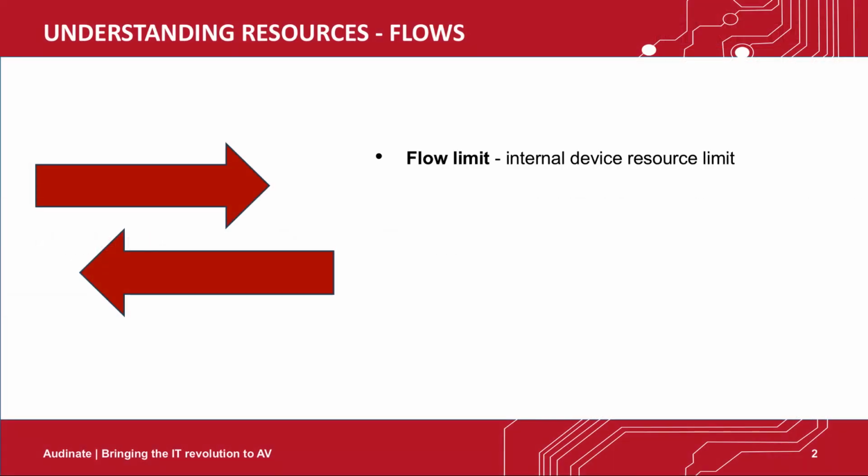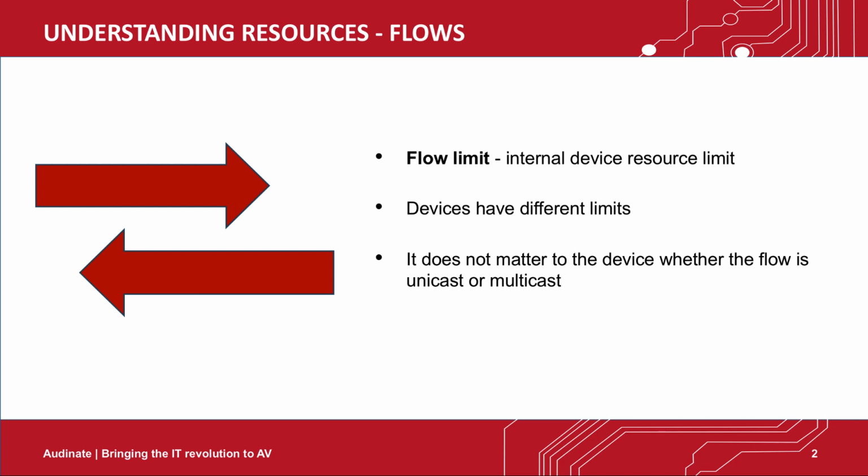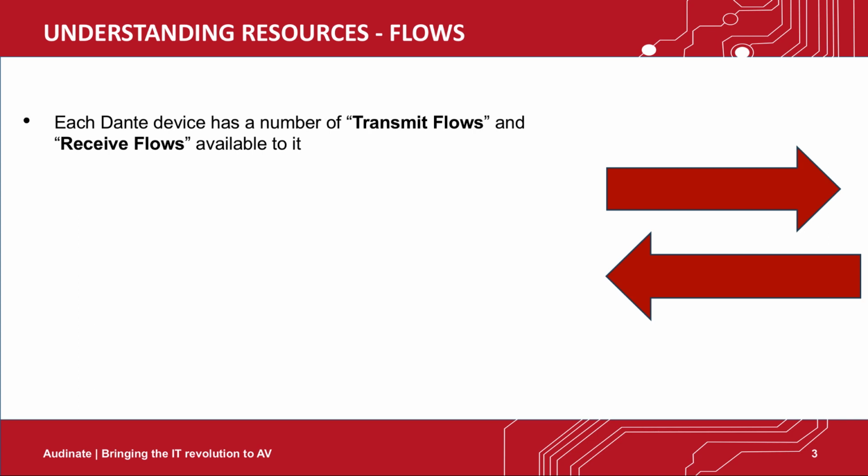A flow is an internal device resource limit. Different device types have different limits. It doesn't matter to the device whether the flow is unicast or multicast, because what actually changes is the IP address. Each Dante device has a number of transmit flows and receive flows available to it.